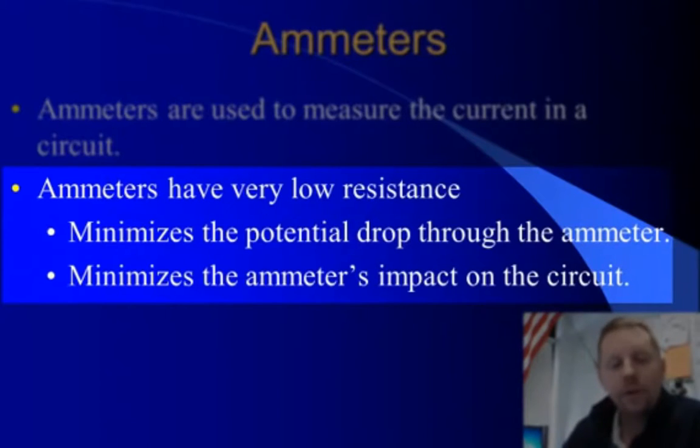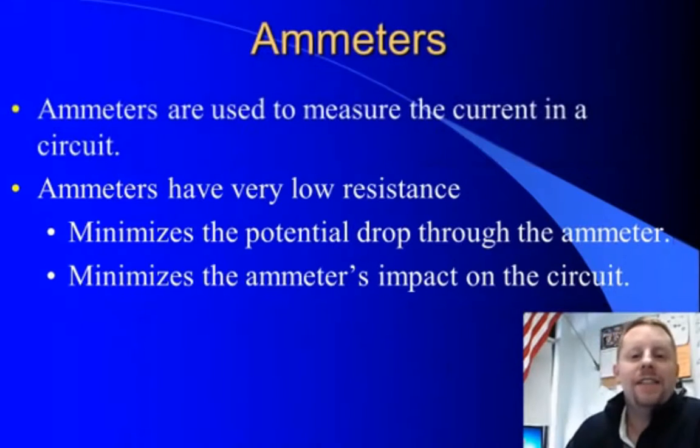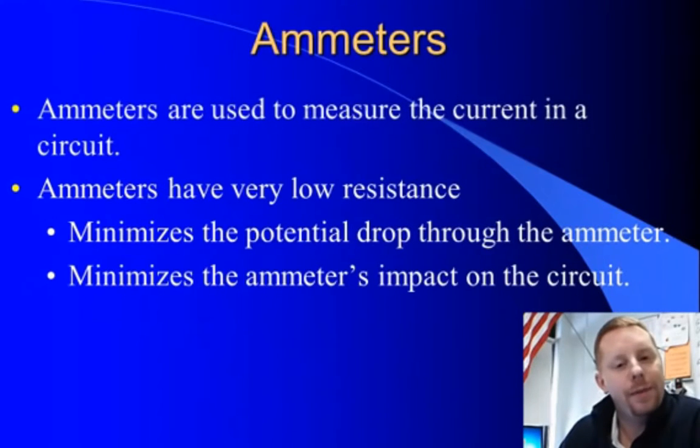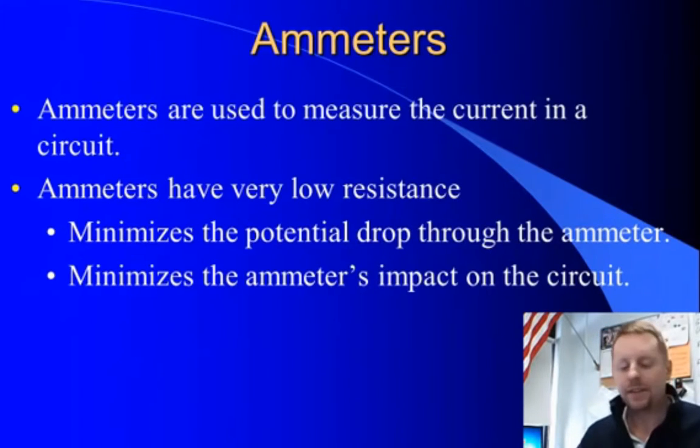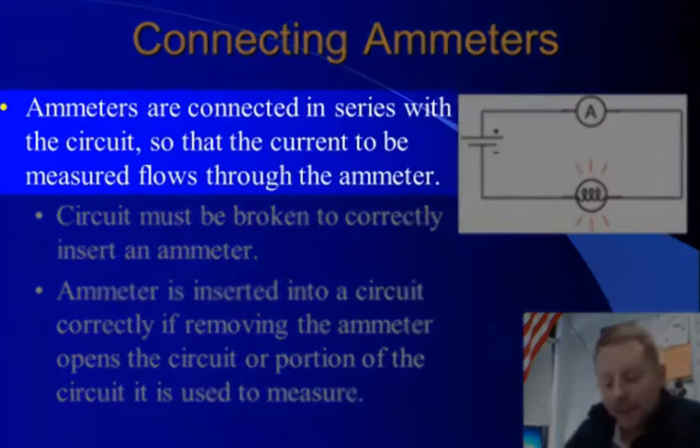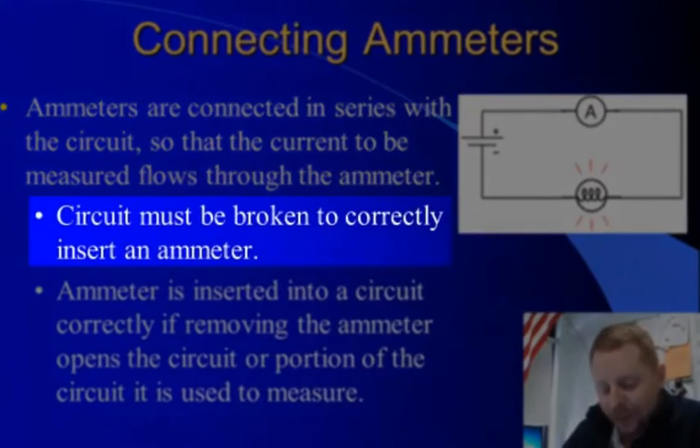And once again, the goal is to minimize the ammeter's impact on the circuit. Because they have such a low resistance, if you hook them up incorrectly, it is very easy to break these devices. So knowing how to connect them is very important. Ammeters are connected in series with the circuit so that the current to be measured flows through the ammeter. The circuit must be broken in order to correctly insert the ammeter.